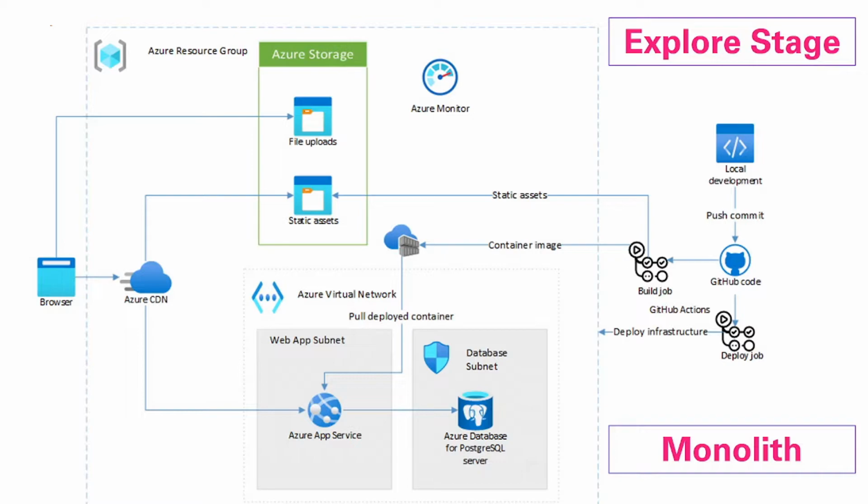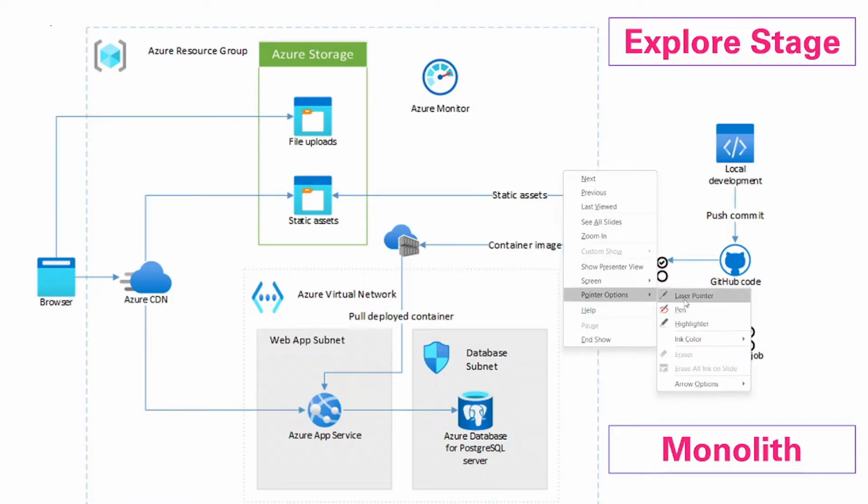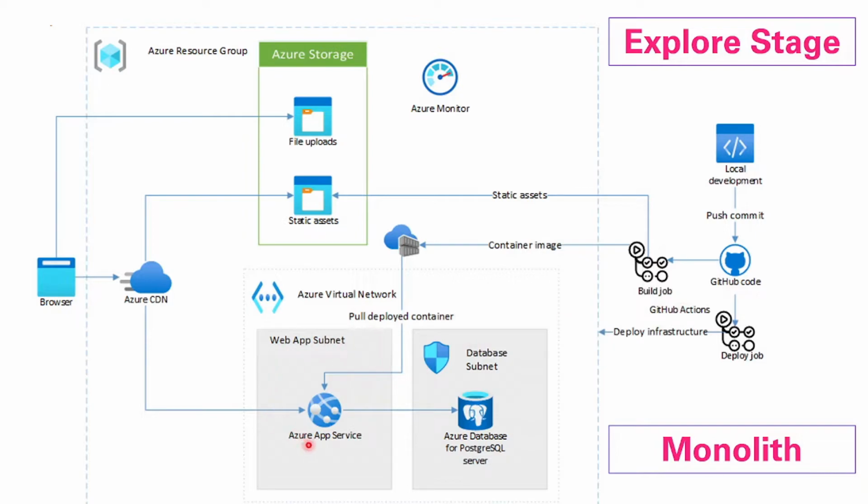In the explore stage, we do not want a very fancy architecture. It is a kind of a monolith. It is not made up of microservices. The main elements of this architecture are the following. This is the App Service, which is down here. The database is the Azure Database for PostgreSQL server.